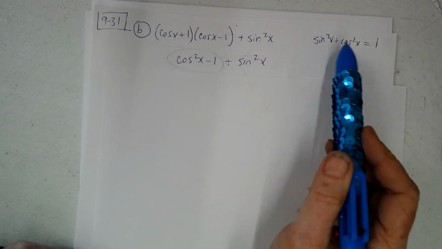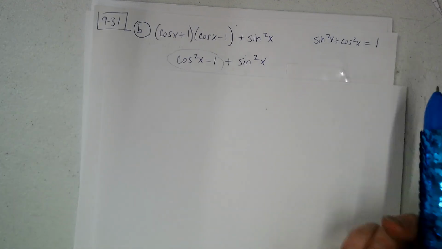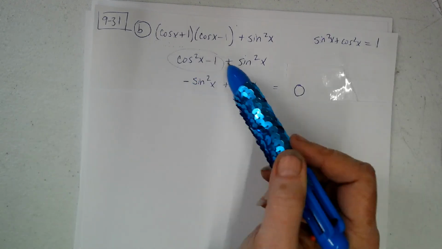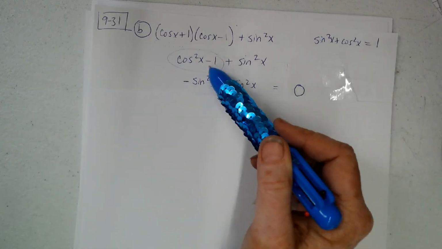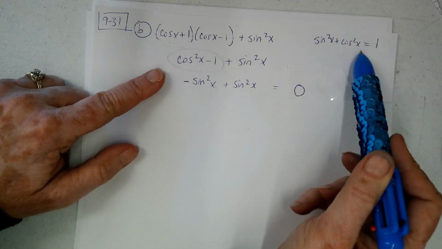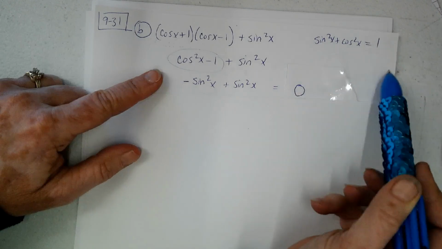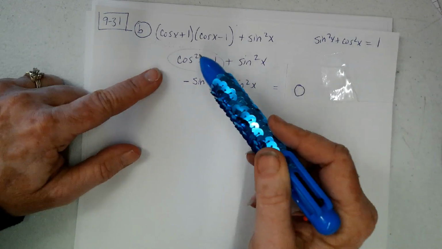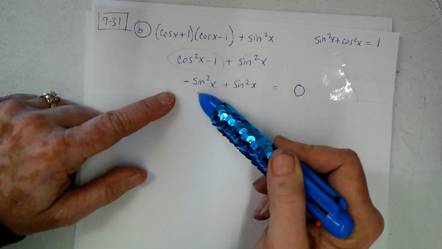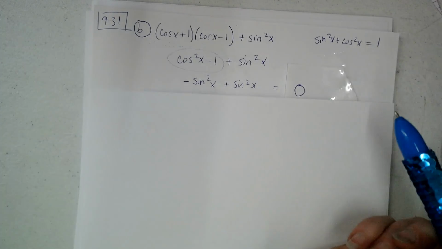I'm remembering my identity. This is the Pythagorean identity: sine squared x plus cosine squared x is equal to 1. And then I messed up at first and I thought this was positive sine squared x, but it's not. If you see, if I brought the 1 over to this side, I'd have cosine squared x minus 1, and then I'd have to subtract the sine squared x from the other side. So really, this cosine squared x minus 1 is equal to negative sine squared x, and then that works out nicely because it's positive sine squared x, so the answer is 0.